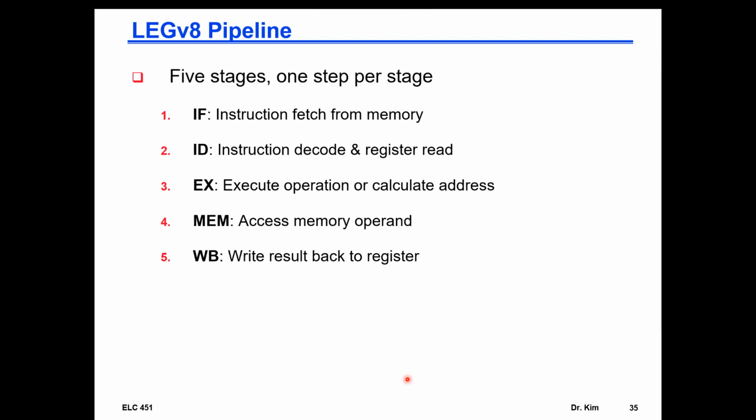So let's construct our pipeline version of the ARM by breaking the data path into stages. Just like I said, we're going to have the first stage, and we're going to call that instruction fetch. And what that does is read the instruction from memory. Then in the second stage, we're going to be doing the instruction decode and reading the register file.